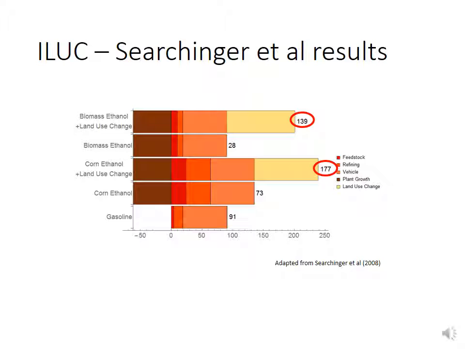If you read Searchinger's paper, you will see again that when you include land use change and indirect land use change, most biofuels produce more emissions than gasoline. Gasoline here is at 91 grams of CO2 per megajoule, and you have all these different forms of biofuel production having greater emissions, with the exception of biomass ethanol. But even in the case of advanced cellulosic ethanol, you see that including land use change leads to higher emissions than gasoline.